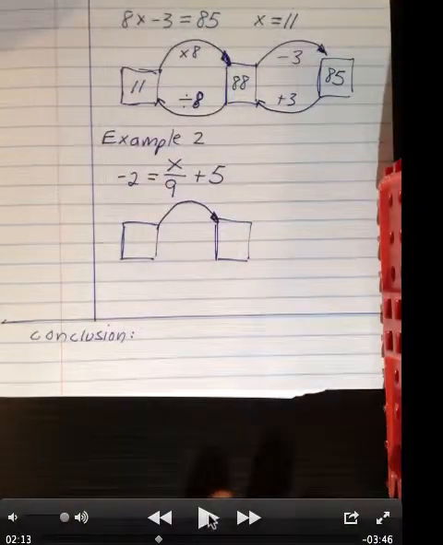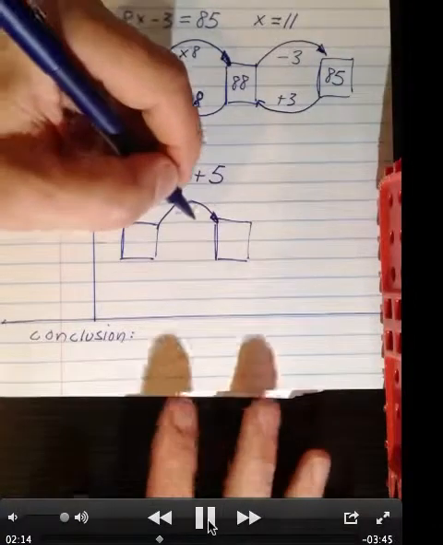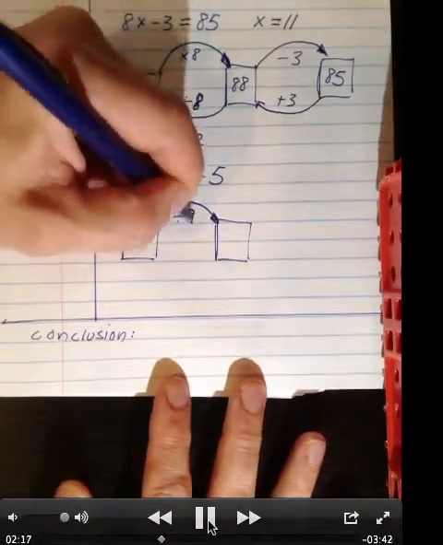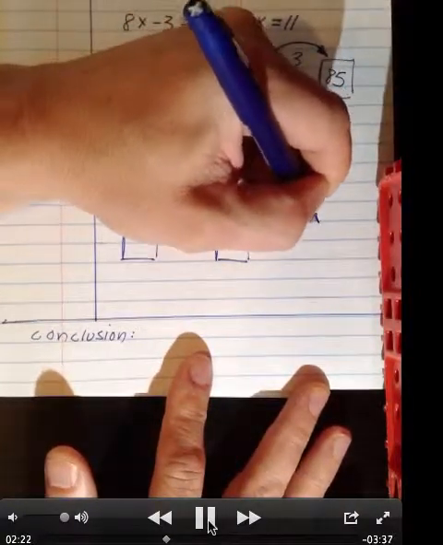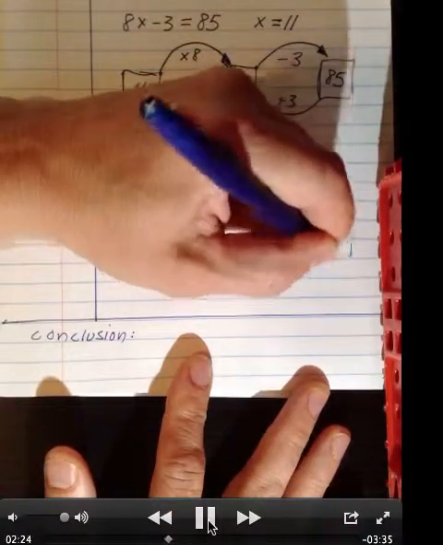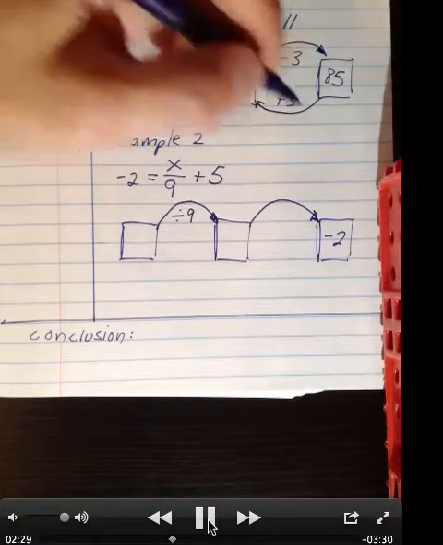Now I'm going to stop the video because we can't just read left to right. We're not going to put a subtract 2 right there. We're going to put a divided by 9 because that's the first thing that happened to x. So we have to start with x and see what happened to it. It was divided by 9. The next thing that happened to that value was 5 was added to it. And it became negative 2.